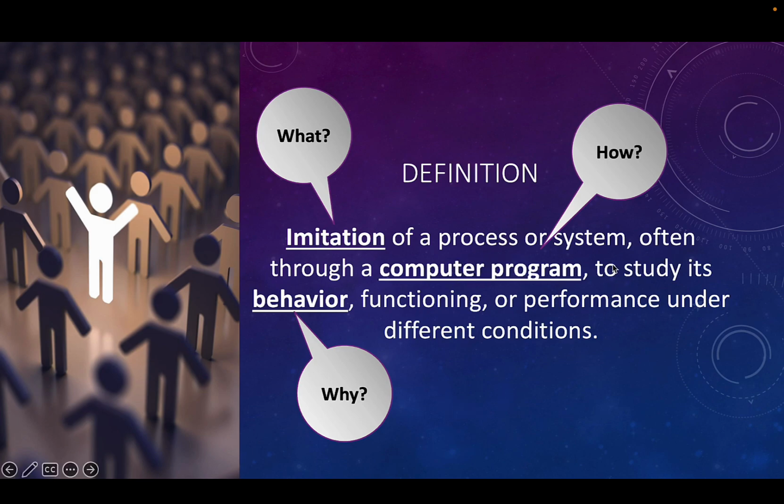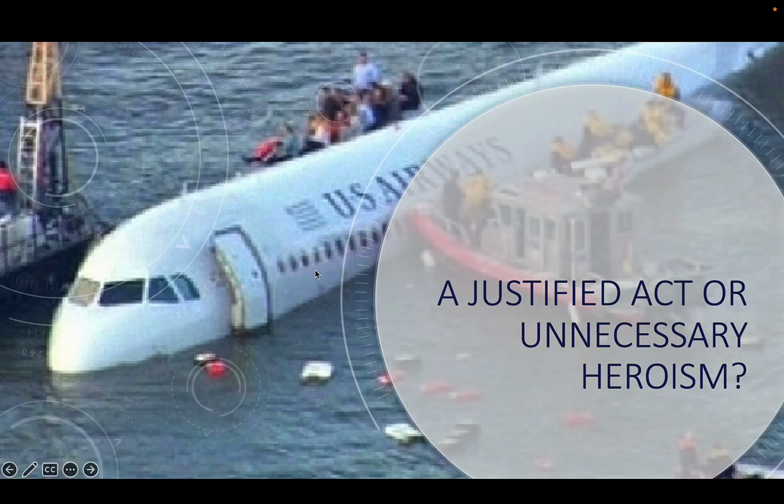And the objective of simulation is that we want to study the behavior of a system. And why do we want to study the behavior of the system? Because we want to improve that system, and that requires simulation, because studying that behavior in real life would be very expensive or very risky. So we want to study its behavior, functioning, or performance under different conditions. That is the whole idea of simulation. Again, these are three key components of a simulation: imitation using some computer program, and the objective is this one.